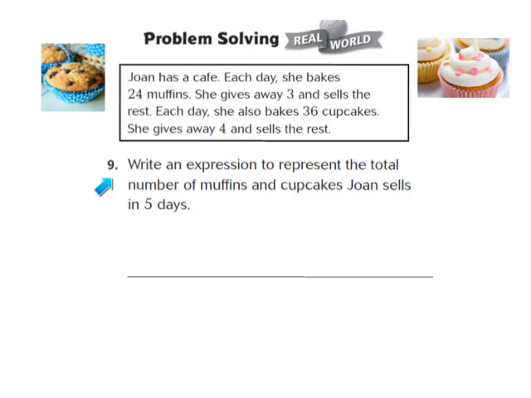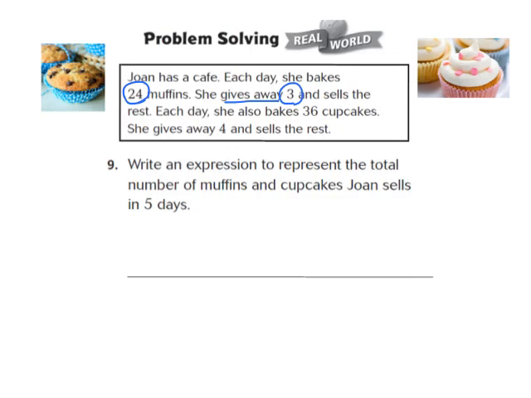Now, question 9 says, write an expression to represent the total number of muffins and cupcakes Joan sells in 5 days. Well, as I'm reading through that problem, I notice a few things. I notice, first of all, that each day Joan bakes 24 muffins, and I know that she gives away 3 of those muffins.